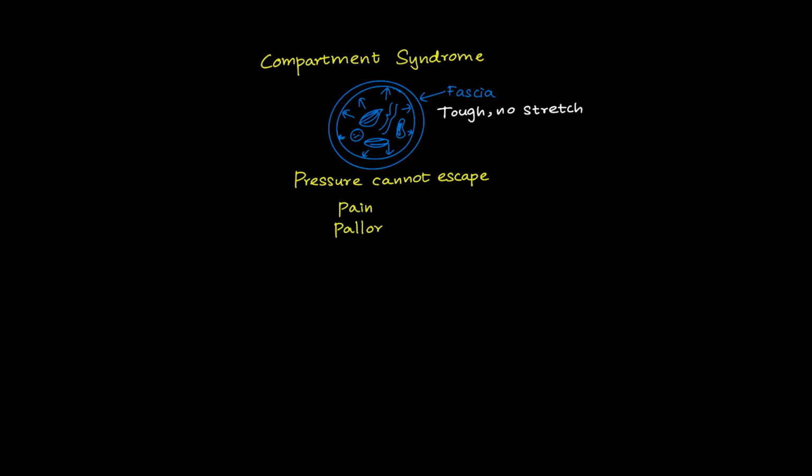Pain out of proportion to the injury, especially pain with passive stretching. Pallor, from lost blood flow. Paresthesias, which are tingling or numb sensations. Pulselessness, as arterial flow drops. Poikilothermia, meaning the limb turns cool because blood is not reaching it.